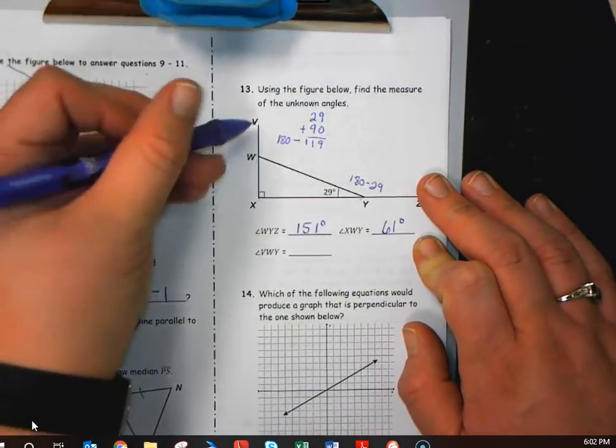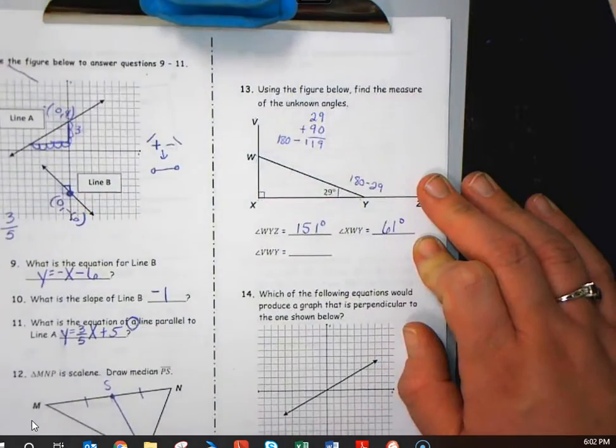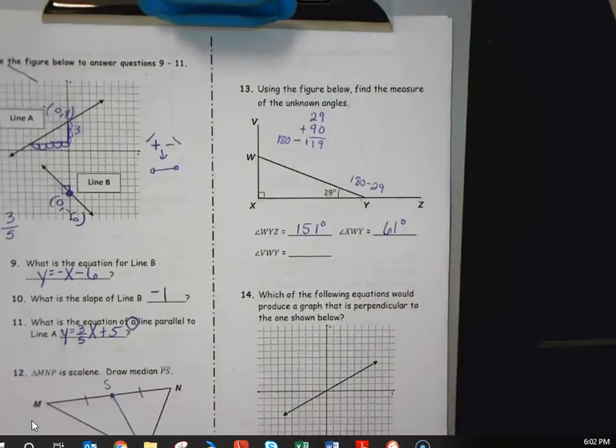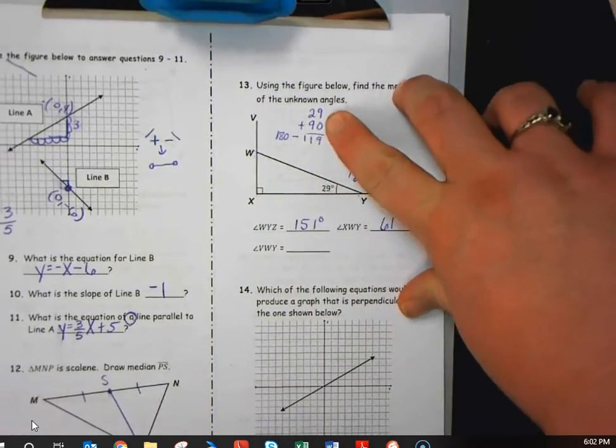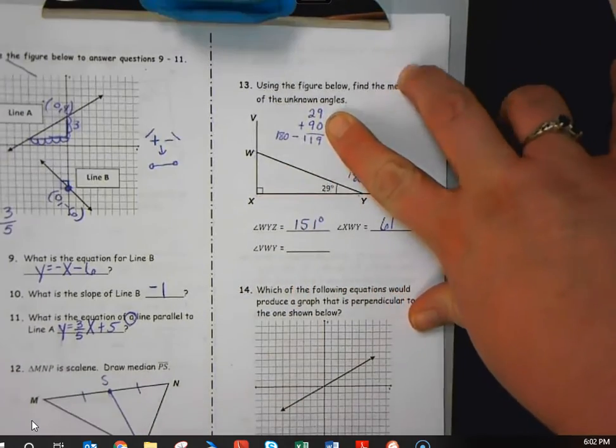And then finally we have VWY. Now there's two ways to find that one. We could just take 180 minus 61. That would be the easiest way. And we actually do know it's already there, 119, because we already added up the remote interior angles.